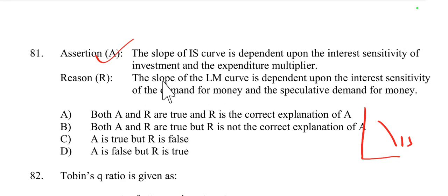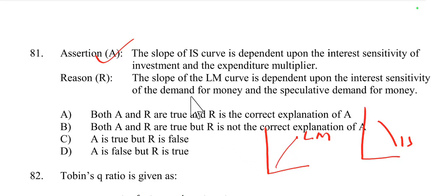Then the reason: the slope of the LM curve is dependent upon the interest sensitivity of the demand for money and the speculative demand for money. This statement is also true because the LM curve shows the relationship between money supply and interest rate, and its slope is influenced by how responsive the demand for money is to changes in interest rates, including the speculative demand for money.